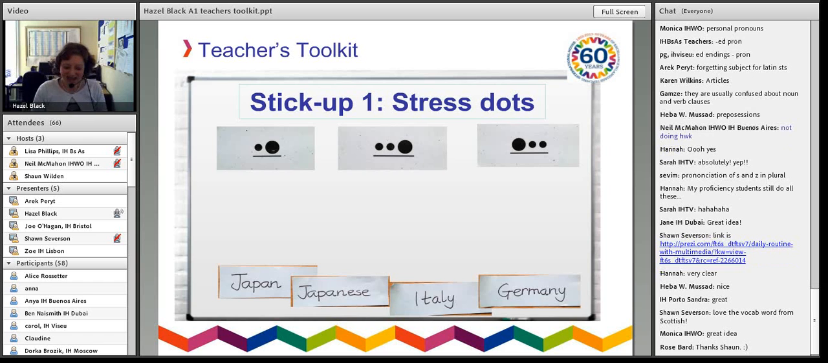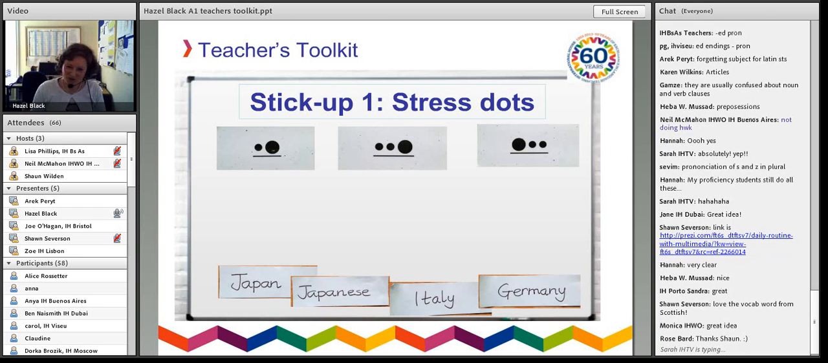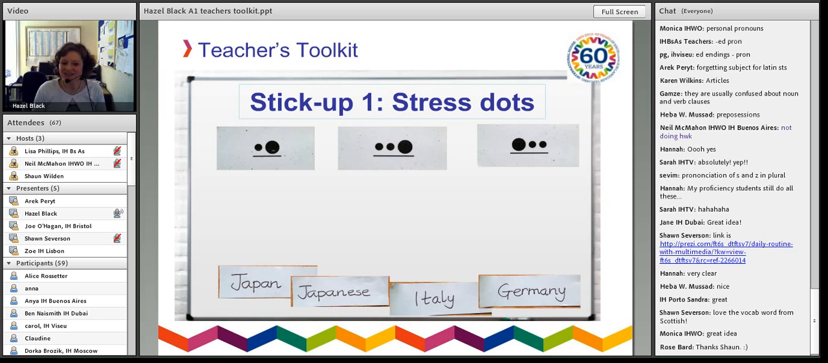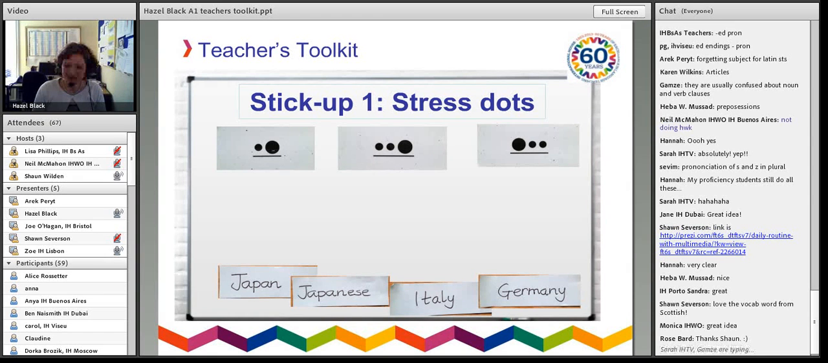Okay, the next props that I've got in my toolkit are for what I call stick-up activities. The first one is for word stress, stick-up stress dots, I call them. Now, this is certainly not rocket science. You'll have seen this in textbooks. They often have a grid with the stress pattern, and students have to write in the words underneath.